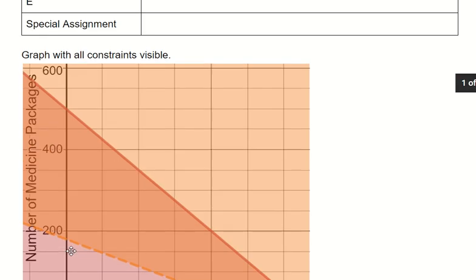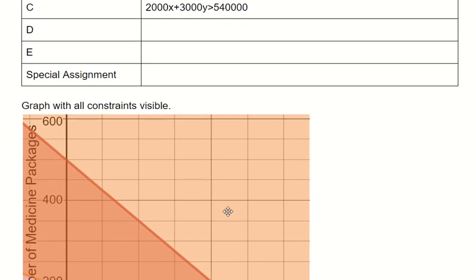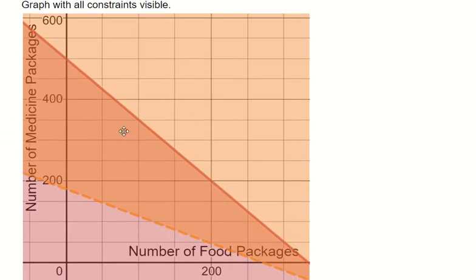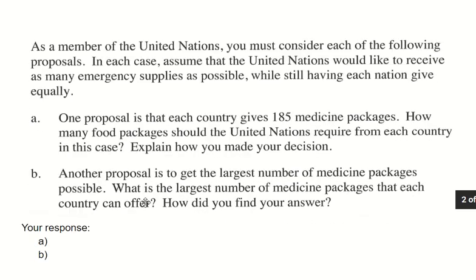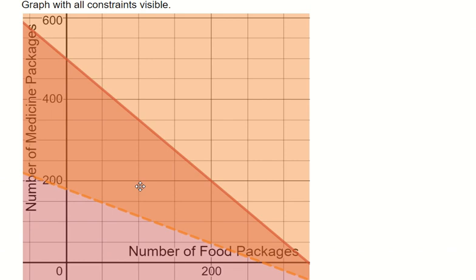So what I'm looking for from this assignment is all the constraints typed here, all those constraints accurately reflected in Desmos on this graph, and then I'm looking for answers to A and B below. So let's go ahead and look at our final constraints so that you can get to work.